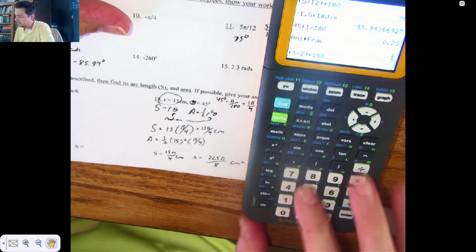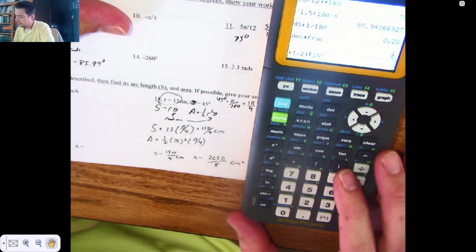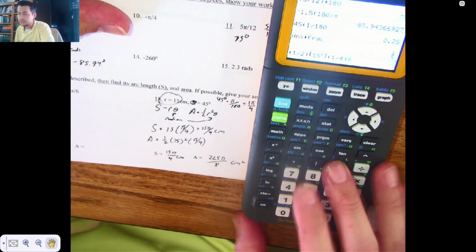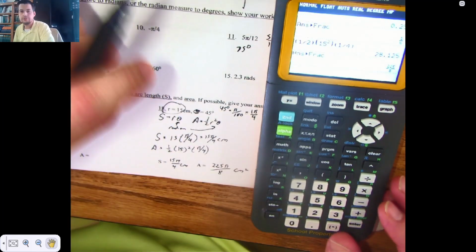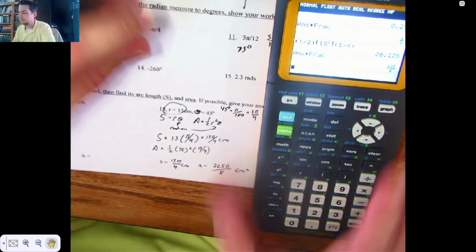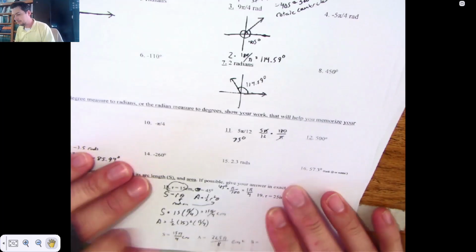You can type 15 to the second, and you can type 1 over 4 instead of pi over 4. Then you can hit math and a frac. 225 over 8. Don't forget about pi. So there, boys and girls, is 18.